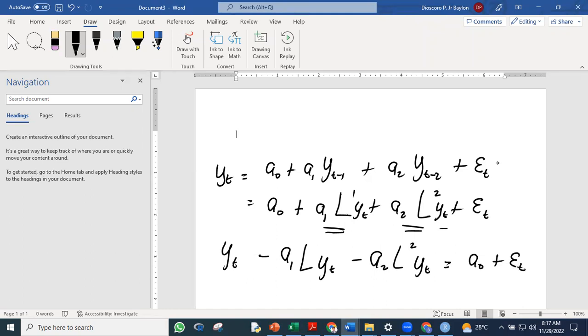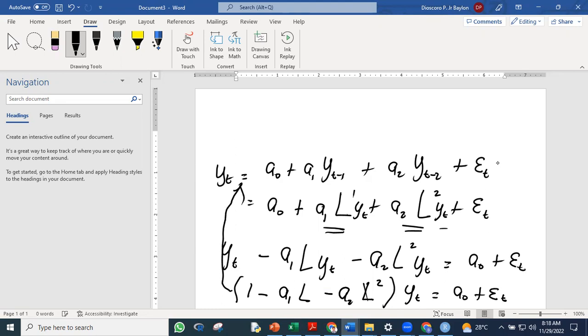So factoring out y sub t, we will have 1 minus a1 L minus a2 L squared. Pinactor out natin siya. Y sub t is equal to a sub o plus epsilon sub t. So this is equivalent to this one. Pareho lang siya, no? Yung 1 minus a1L, a2L squared log 2 to, no? Times y sub t. So these are equations that's used in time series.